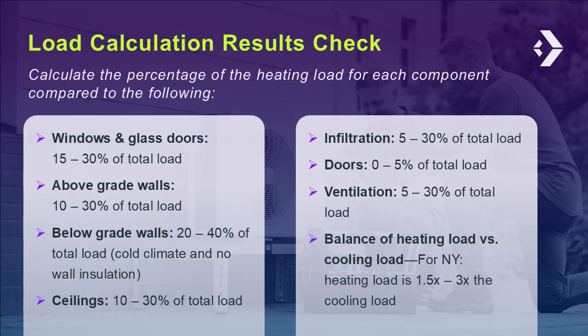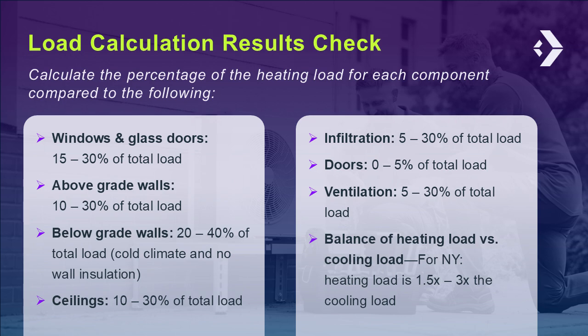And once you've done your load calculation, check the results. Percent of total load by component can help you spot major mistakes. The windows and the glass doors should be about 15 to 30% of the load. Above grade walls should be between 10 to 30% of the load. Below grade walls, 20 to 40%. Now, this is if you have below grade walls, and this is especially true in cold climates. If they're uninsulated cement or brick, you can get a big loss out of those walls. Ceilings should be 10 to 30%. Infiltration should be 5 to 30%. The doors, typically tiny, at most 5%, more like 1 or 2. The ventilation, 5 to 30%.